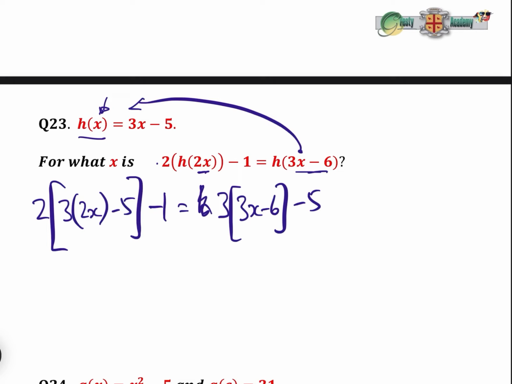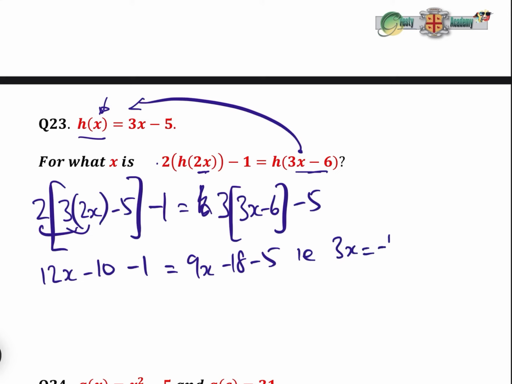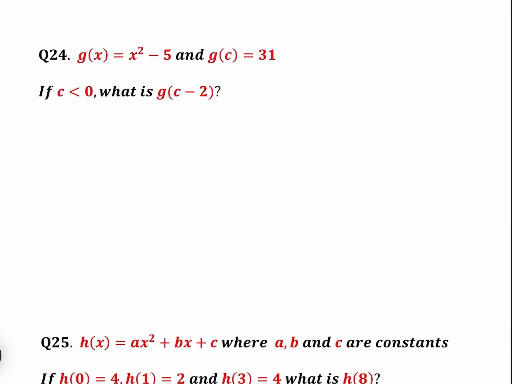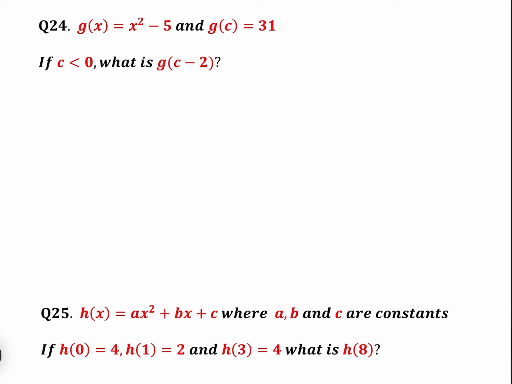Okay, so now we're going to expand that, just being a bit careful. So 3 times 2x is 6x, times 2 is 12x minus 10 minus 1 equals 9x minus 18 minus 5, i.e. 3x equals minus 12, so x equals minus 4, and that's solved the equation. Okay, and we are now on the last two, so if you want to have a quick go at those, pause the video.